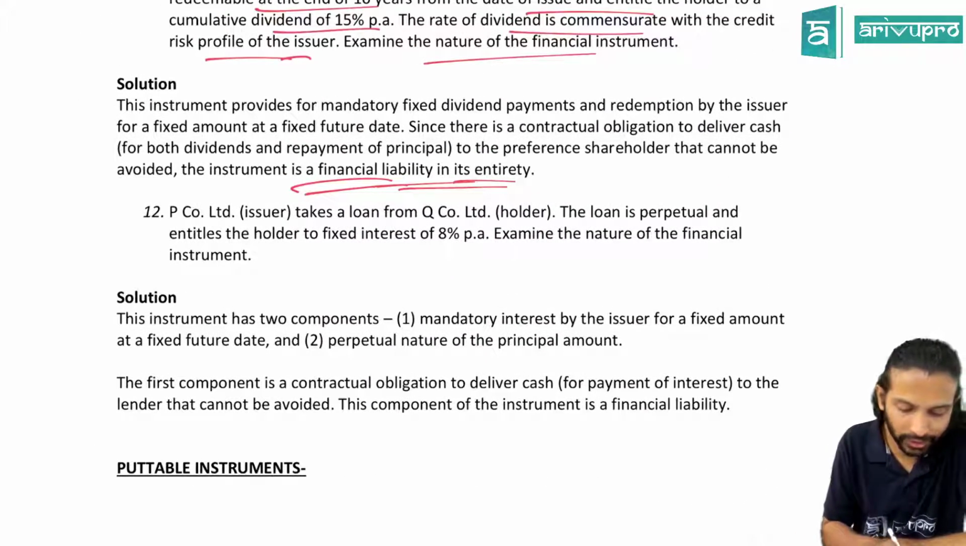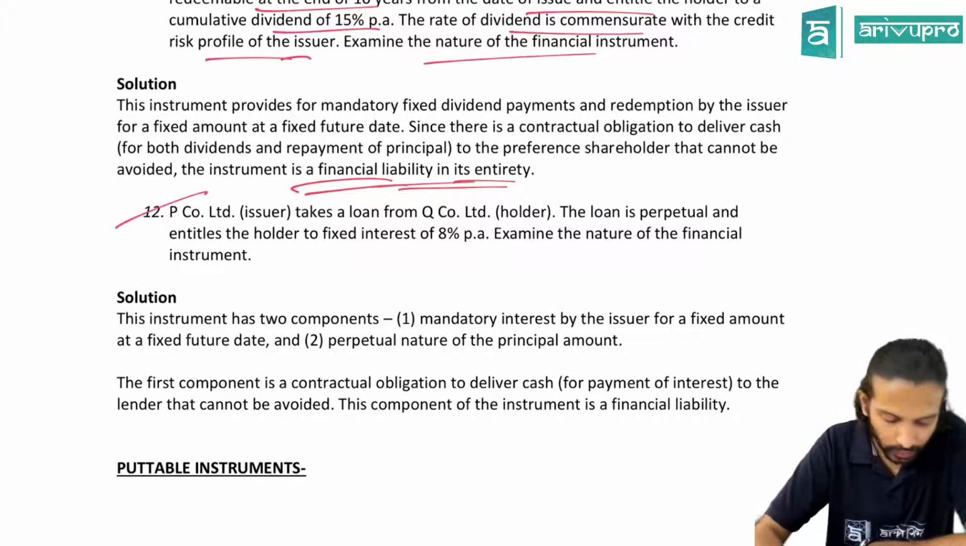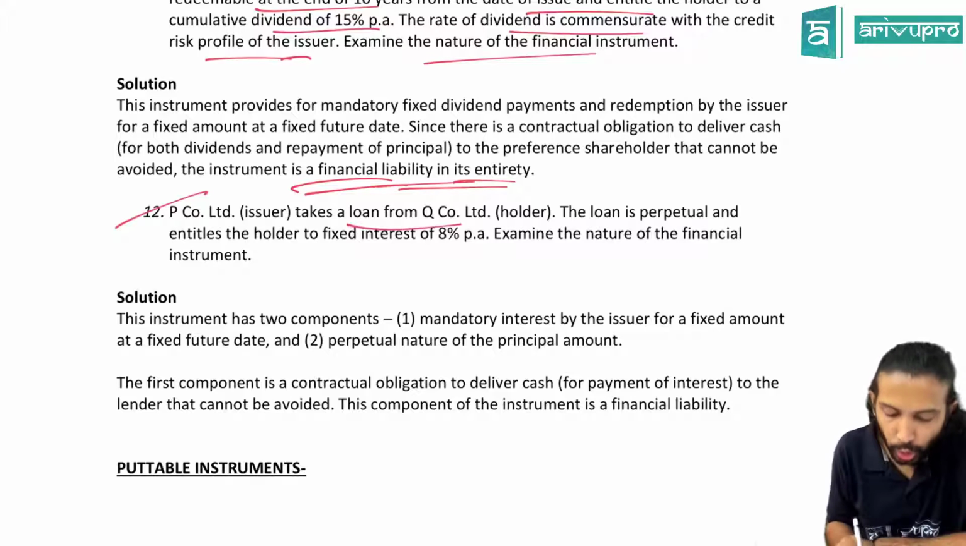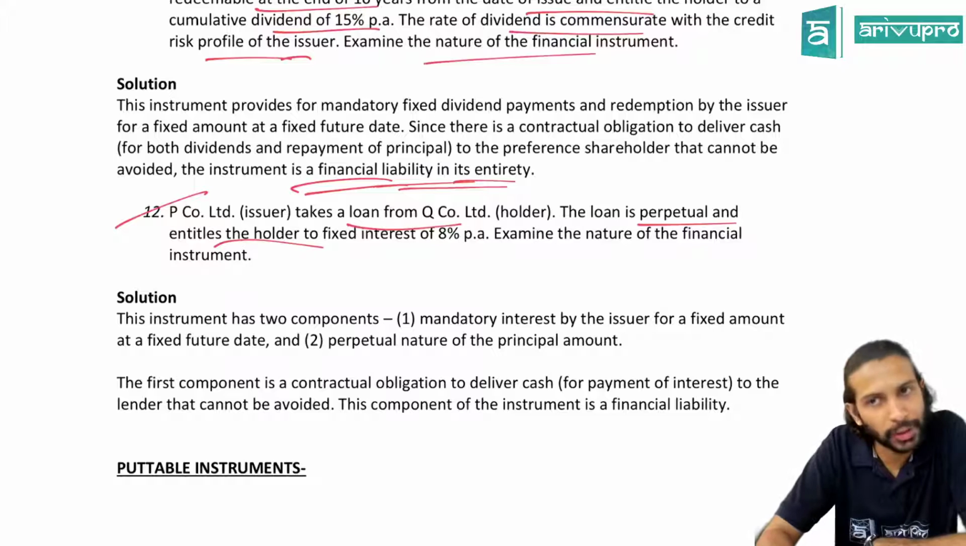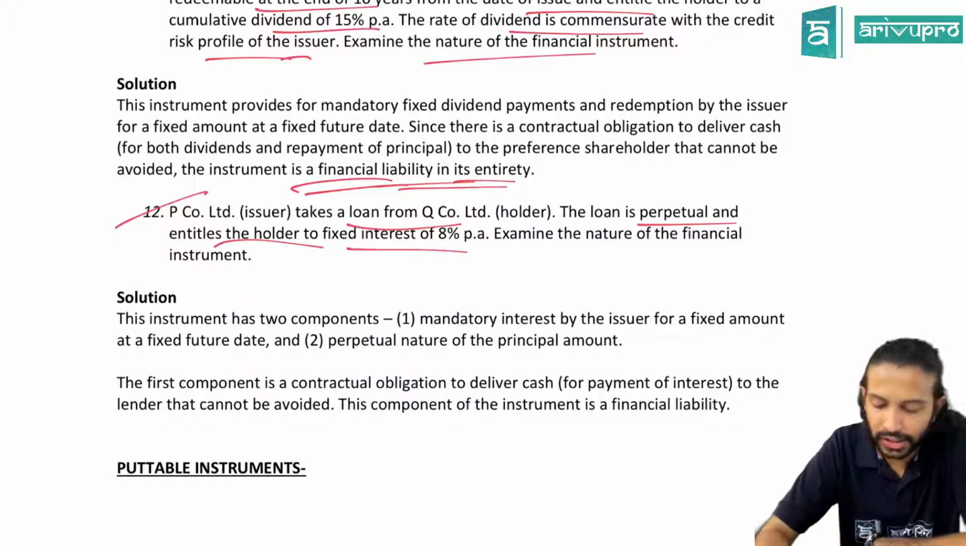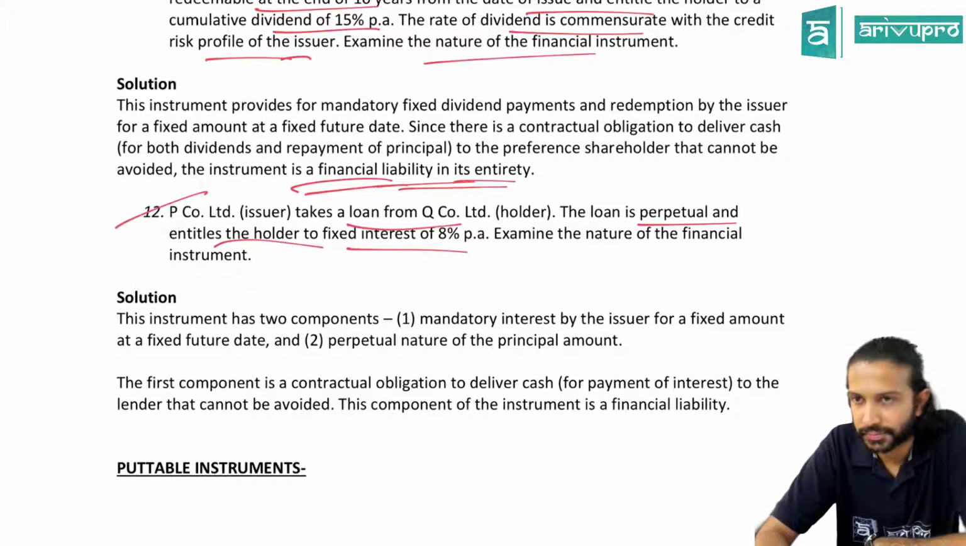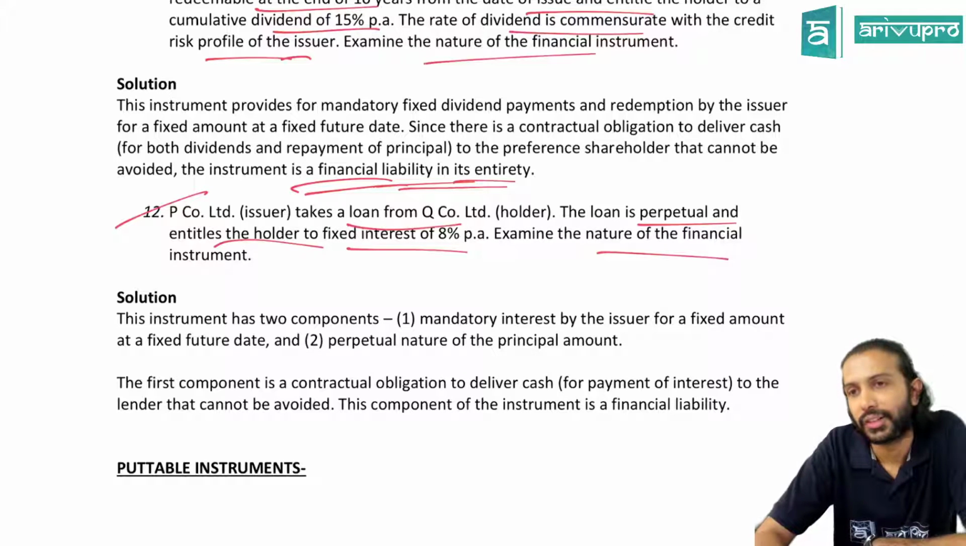I'm not reading the whole thing. I think now you are comfortable. P Limited, the issuer, takes a loan from Q. The loan is perpetual. Perpetual means what? Do we have an obligation to repay the principal? No, it goes on forever. However, you pay an interest rate of 8%. Examine the nature. Principal portion, do we have to repay? No. There is no obligation to repay principal portion.